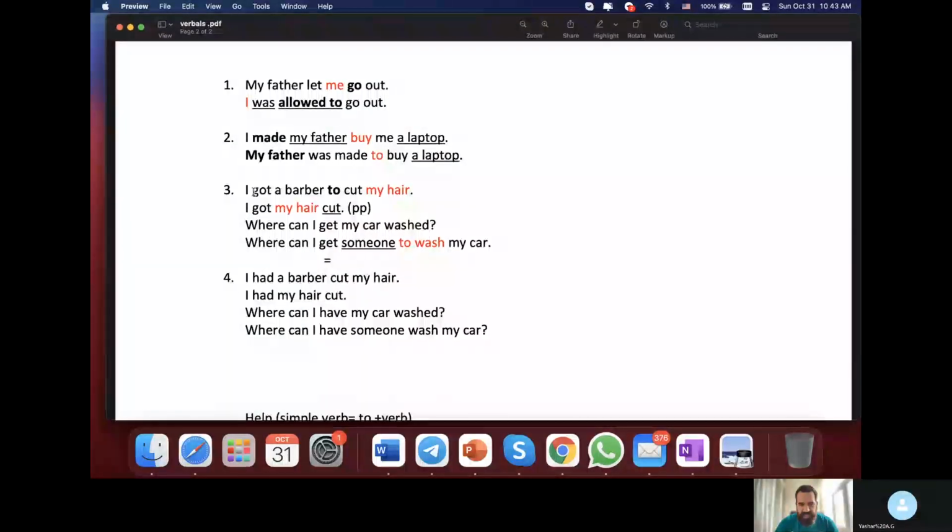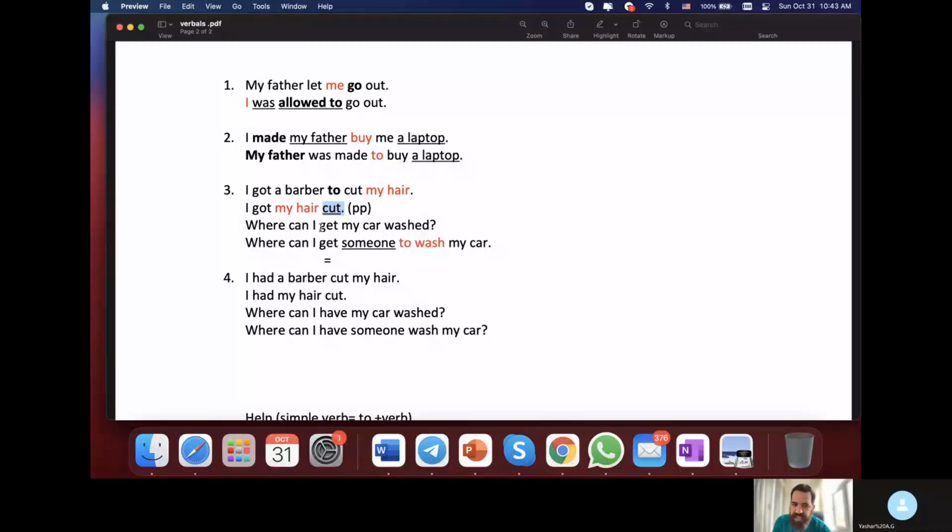When we have get or have, I got a barber to cut my hair. So this get needs to when it is active. When it is passive, the structure is different. I got my hair cut. We have it without to. This cut is PP. I have my car washed because cut is the same.